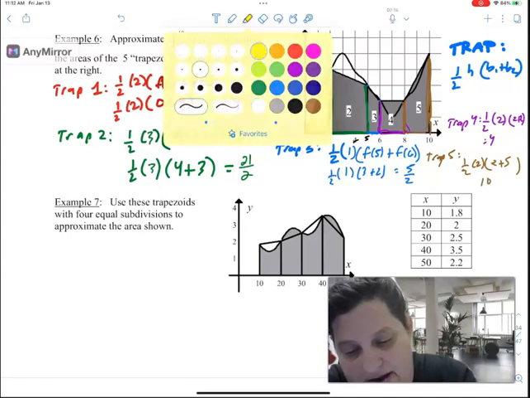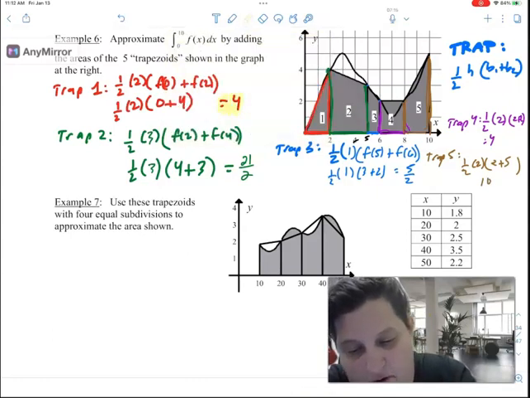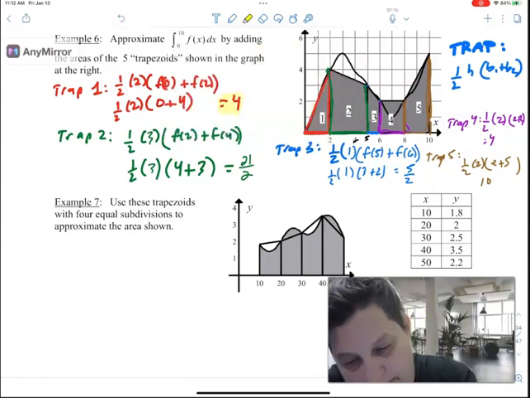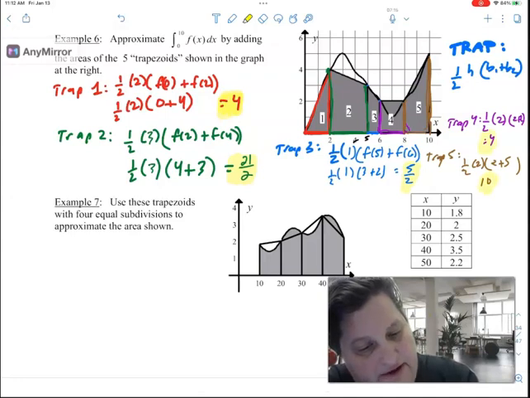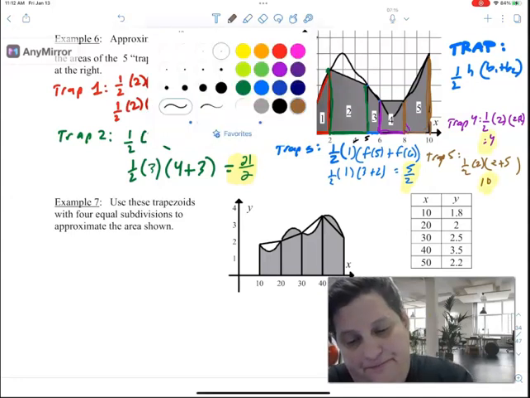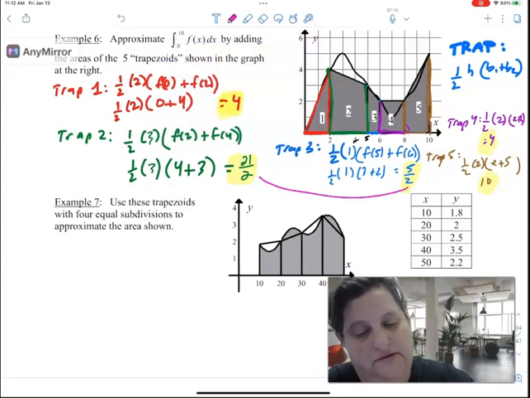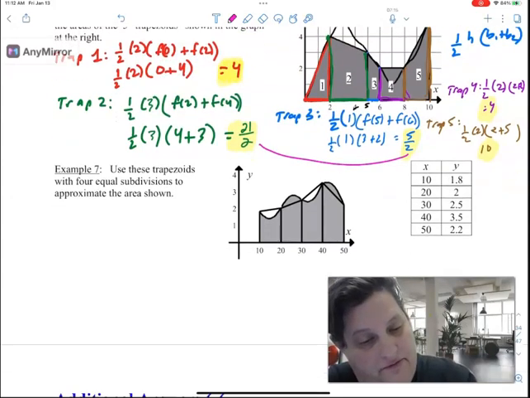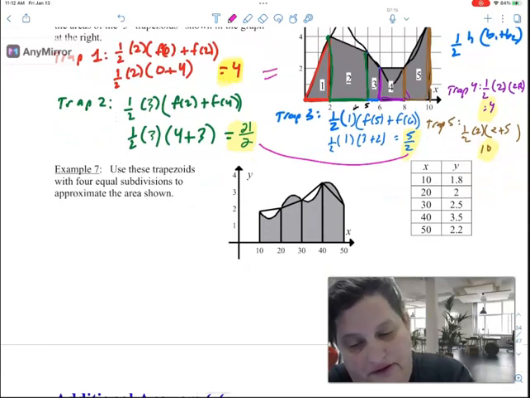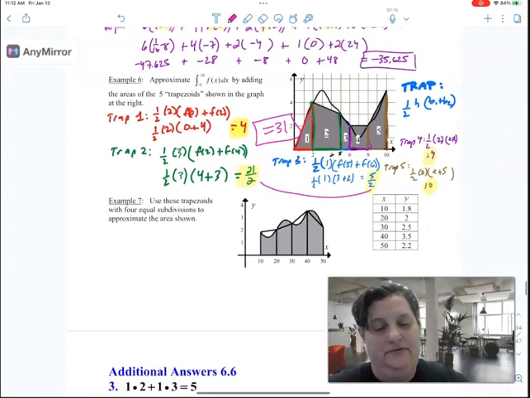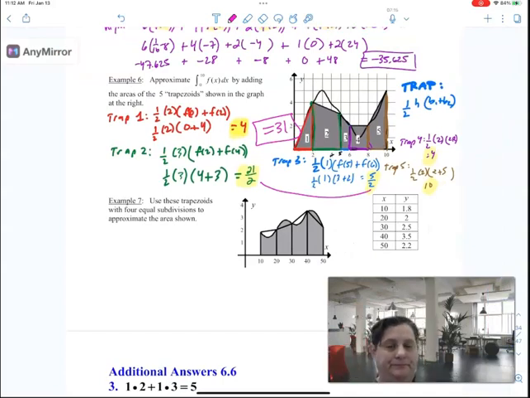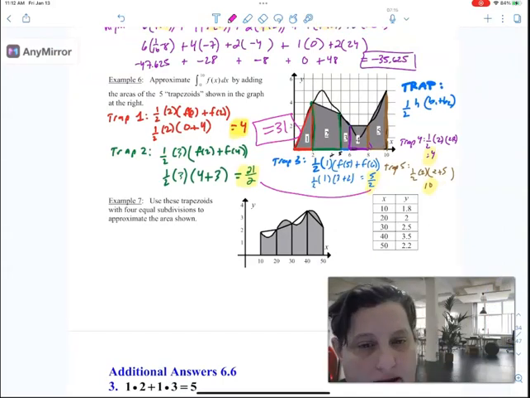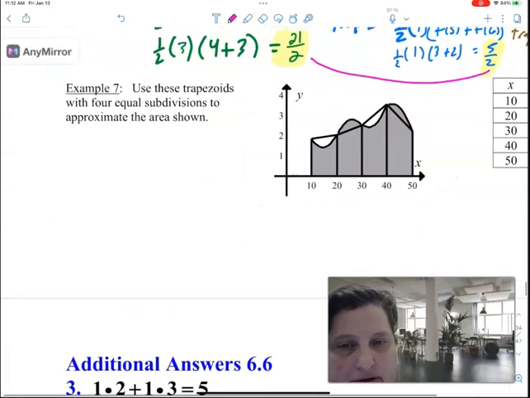So then I'm just going to go back and basically add all these up. So I have 4, 21/2, 5/2, 4, and 10. Let's see. Putting those two together, that's 26/2, that's 13. 23, 4, 5, 6, 7, 8, 9, 30, 31. That's 31 with trapezoids. All right. Whew. Okay, let's do one more trapezoid here. Use trapezoid for 4 equal subdivisions.